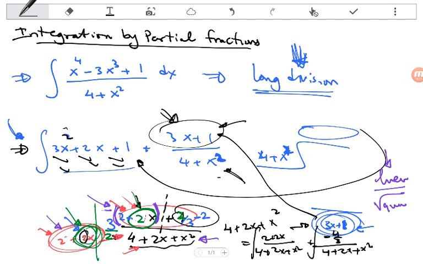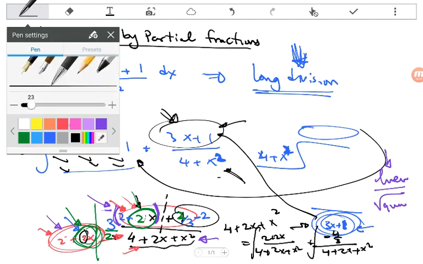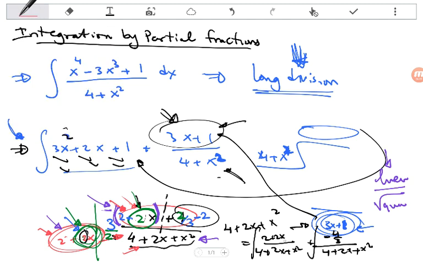The first one, what will be the result of the first integration? 2 plus 2x over the quadratic, this is the derivative of the denominator. The result will be ln. We have made all these steps just to adjust the numerator to be in terms of the derivative of the denominator. Why? For the result to be ln.